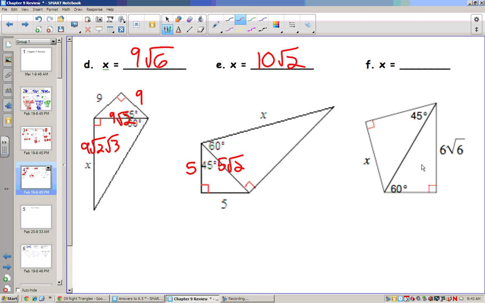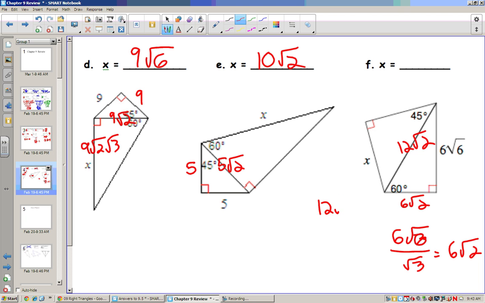Over here, this is a 30, 60, 90. To go from the intermediate side to the short side, I divide by the square root of 3. So it's 6 root 6 divided by the square root of 3. You can divide the things in the square root, so that would be 6 root 2. And if the short side is 6 root 2, our hypotenuse is twice that, which is 12 root 2. Now in a 45, 45, 90, to go from the hypotenuse to the short side, we divide by the square root of 2. So 12 root 2 divided by root 2. These two will just cancel out, so x will just equal 12.